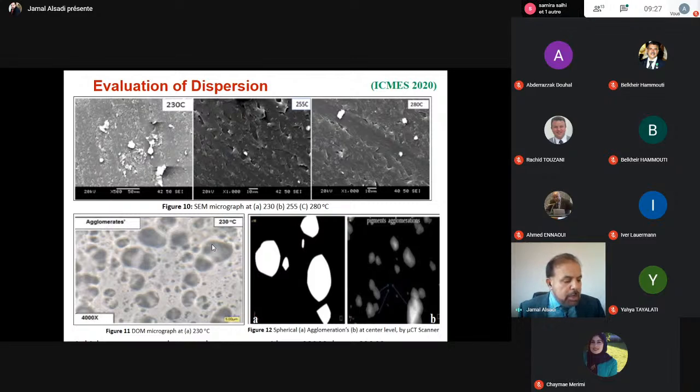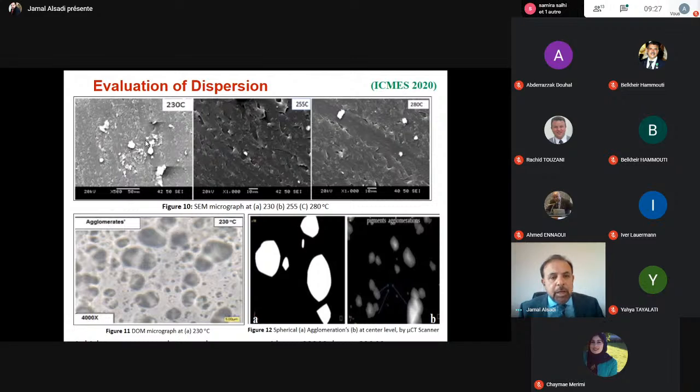So I try to go fast because I think I finished in the 20 minutes or more. So basically here we get the morphology. I actually use three types of digital microscope or scanning. The first one is digital scanning electron microscope. This slide here I use digital microscope, and here CT scanner to see how the agglomeration of the material is showing.